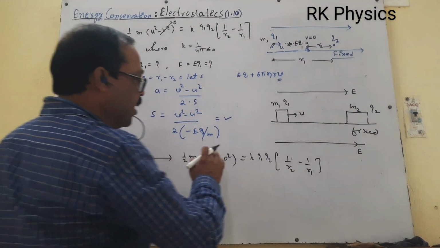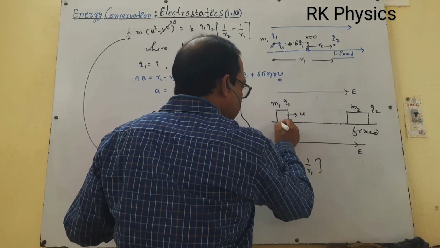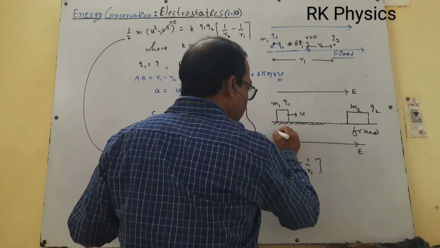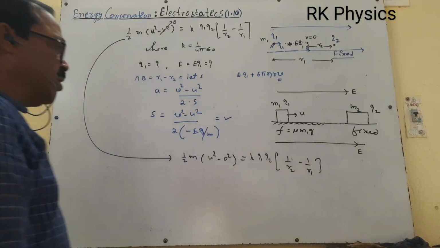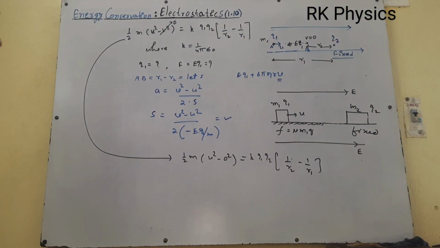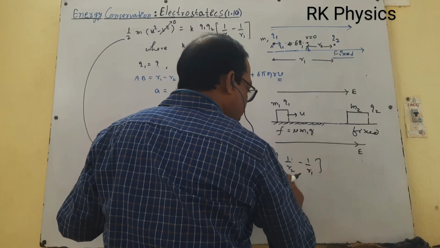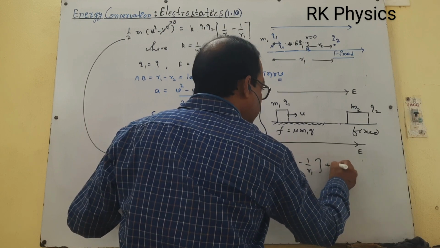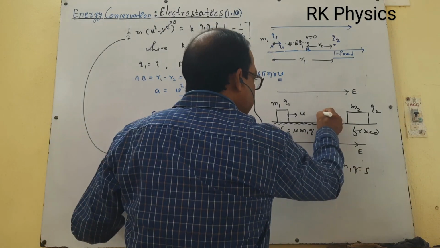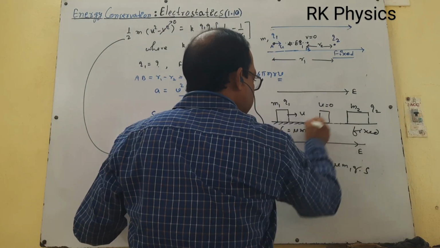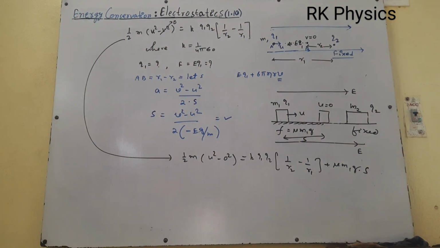But if the object is moving, then there is friction in the ground. That is friction, mu m1 g. In this case, the work done is the gain in potential energy plus the work done by friction, mu m1 g into s, if the body is brought to rest after traveling a distance s: mu m1 g s.